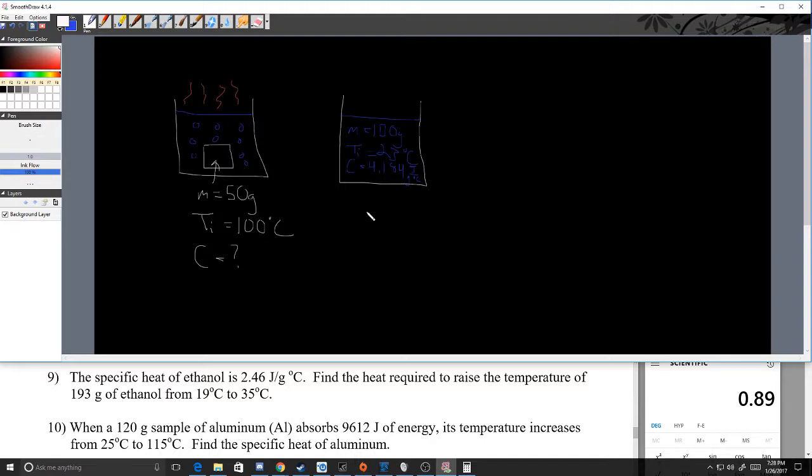So what we can do though is we can place our metal cube, once it's nice and boiling hot, so 100 degrees Celsius, we can remove it from the beaker it's in, and we can place it in the 100 grams of room temp water. What we should find happen is, once the two are together, their final temperatures should be the same.